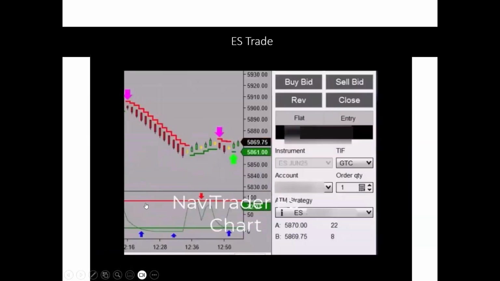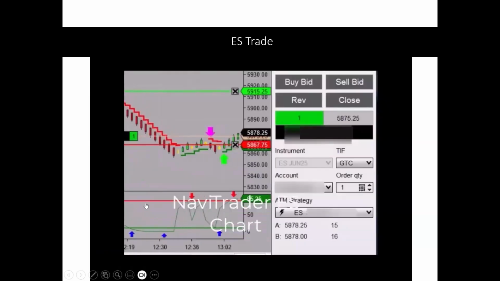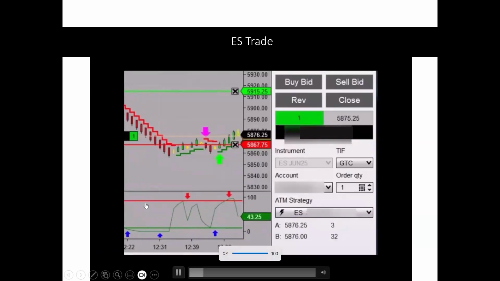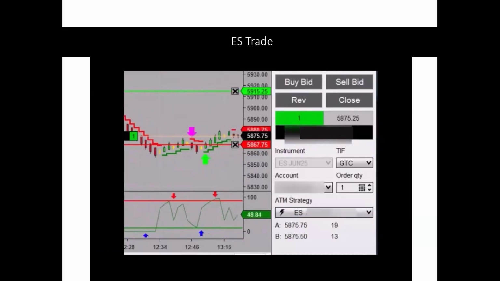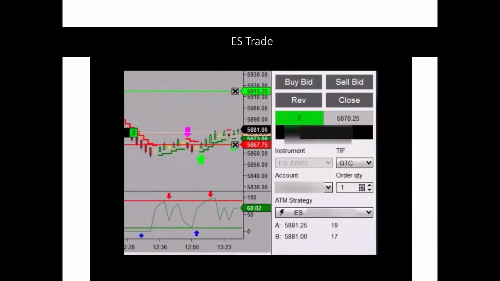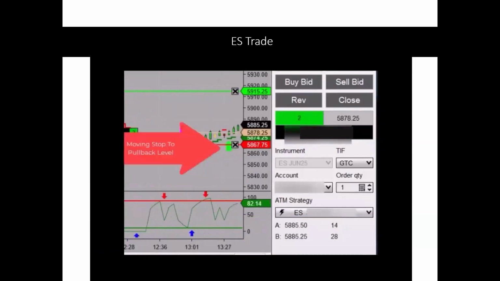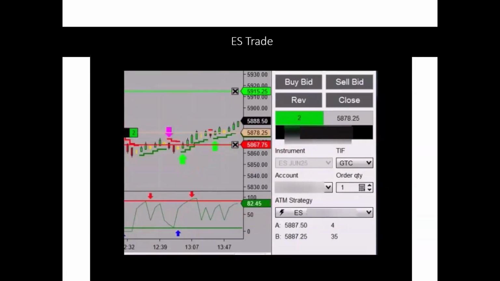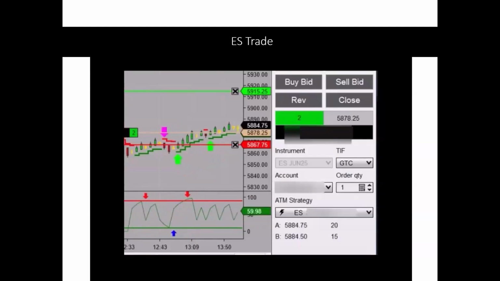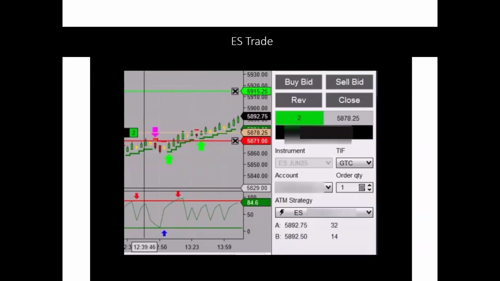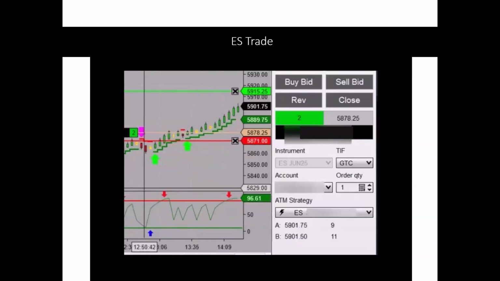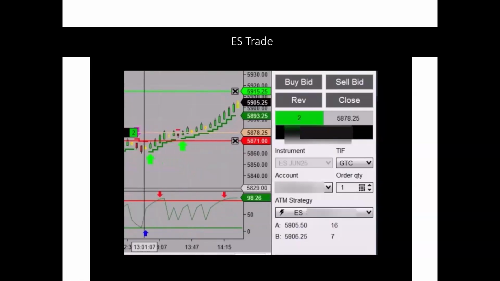All right, so that's another chart of the ES symbol. All right, so here you can see we've got a trade here. We had the green arrow for a long position, and the market's moving up. Here we're just moving up our trailing stop below any pullbacks on this trade. And we've got a target at 59.15 and a quarter, attached to that green line, based on the NaviPM indicator.